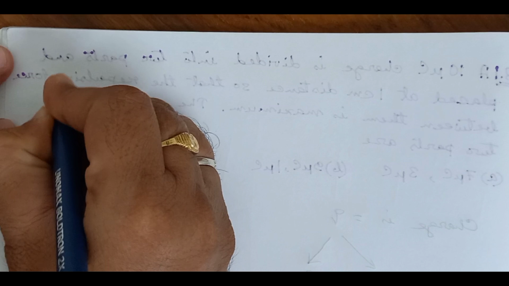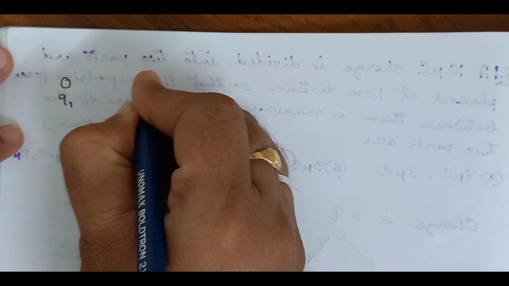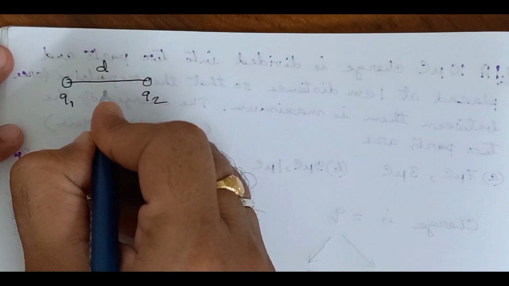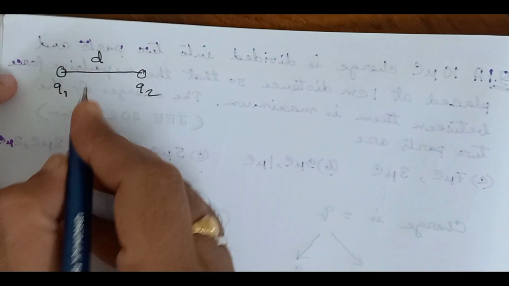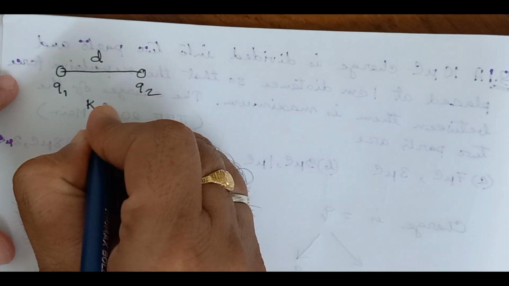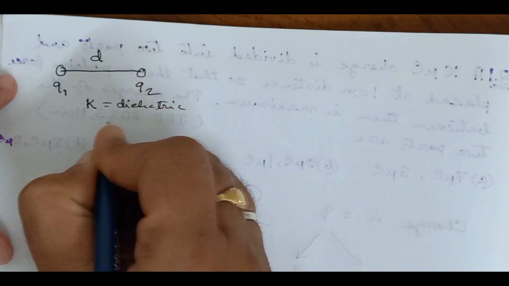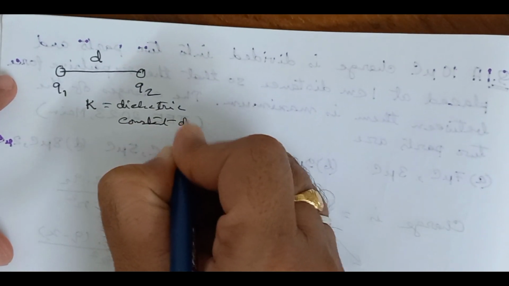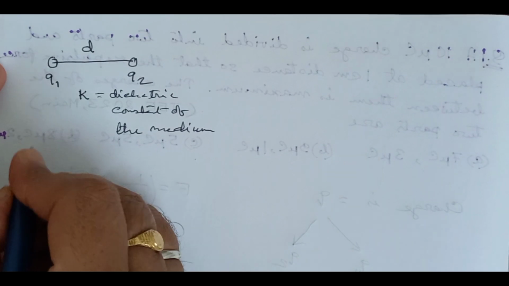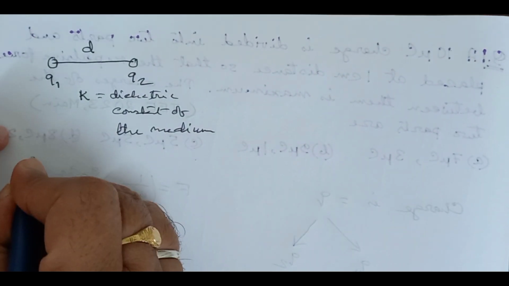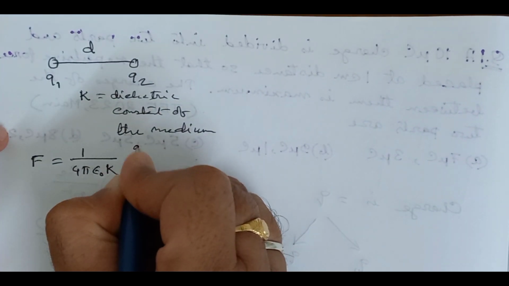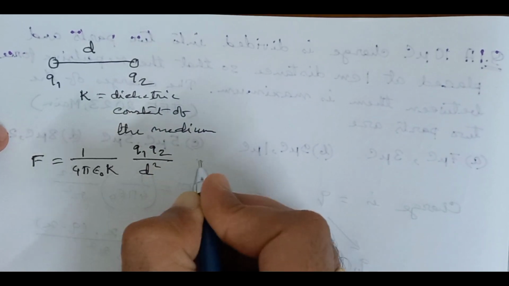According to the given question, the two charges, say Q1 and Q2, are separated by a distance d in a medium where the dielectric constant of the medium is K. Therefore, in that medium, the force between the two charges is F is equal to 1 by 4 pi epsilon 0 into K Q1 Q2 by d square.